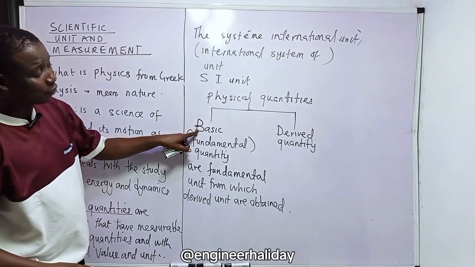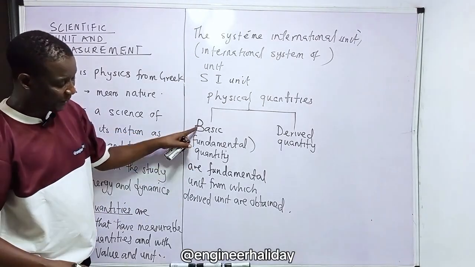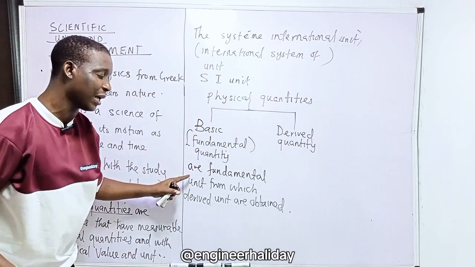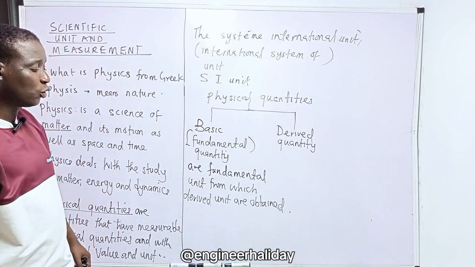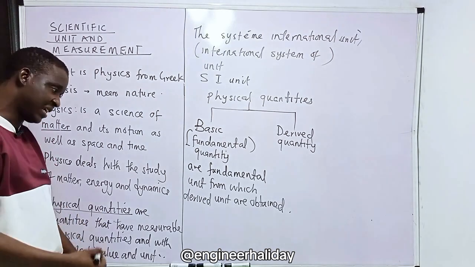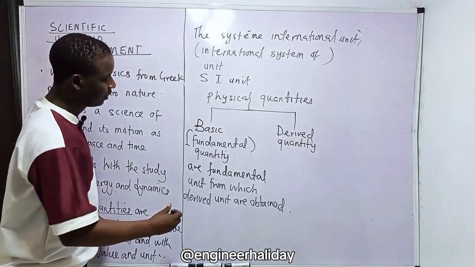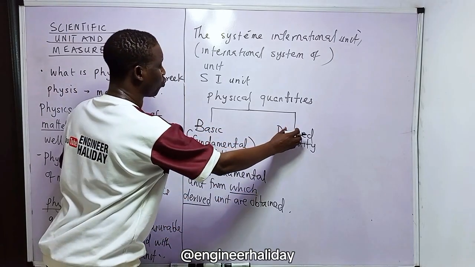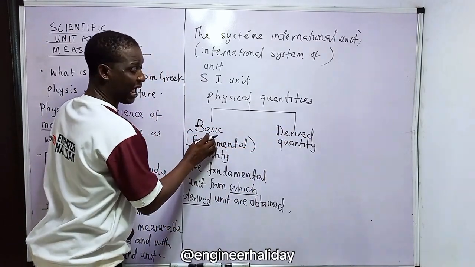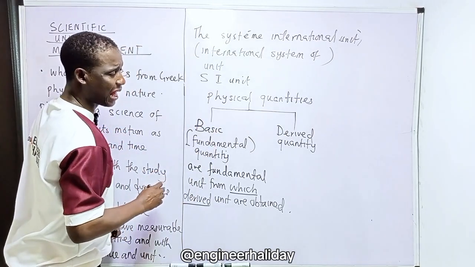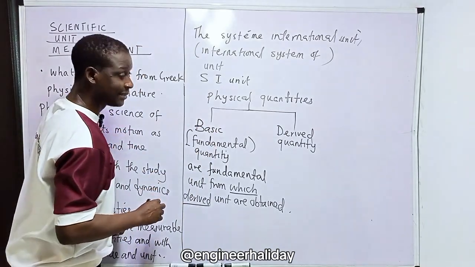Fundamental units, or basic quantities, are the quantities from which other quantities are derived or obtained. So that is to say, from which other derived units are obtained. That means we cannot have a derived quantity without having a basic quantity inside. And there are 7 major types of quantity.